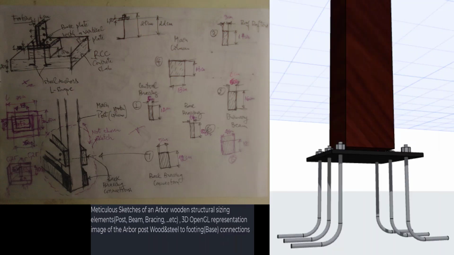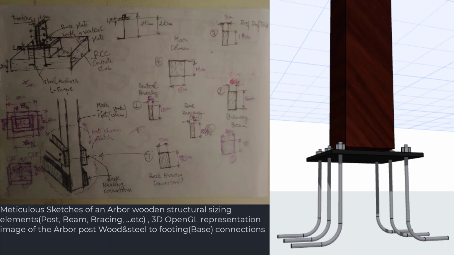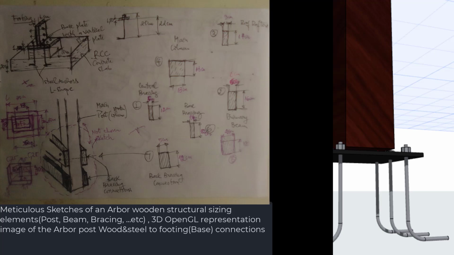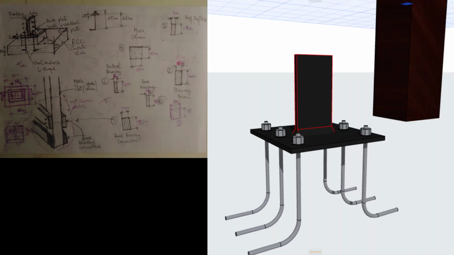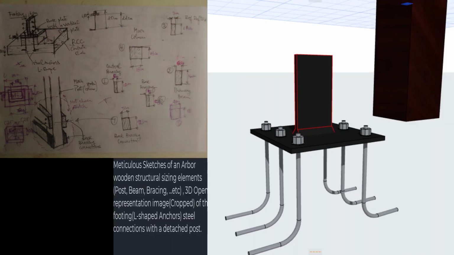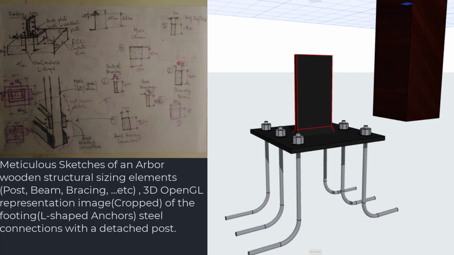These are just meticulous sketches of an arbor wooden structure sizing element and a 3D OpenGL on the left, which is a representation image of the arbor post for a connection of wood and steel. In most of my sketches, let me make it clear, in my design modeling, I don't really show my foundation, or how my post or my column is made.